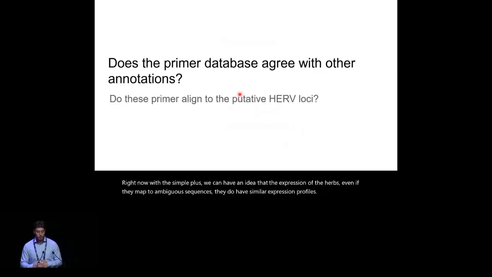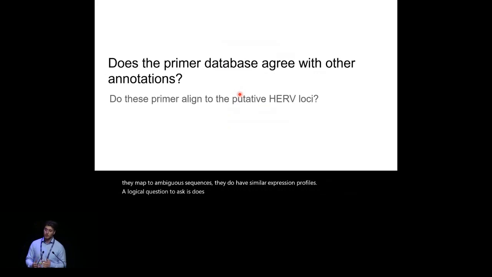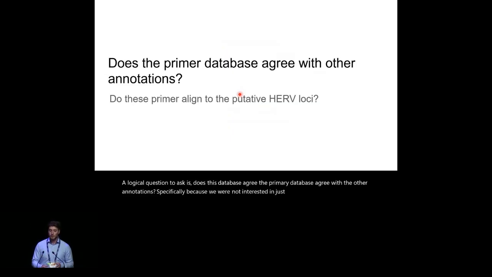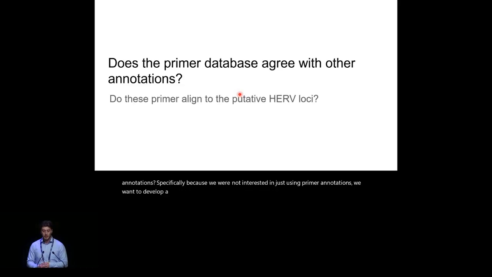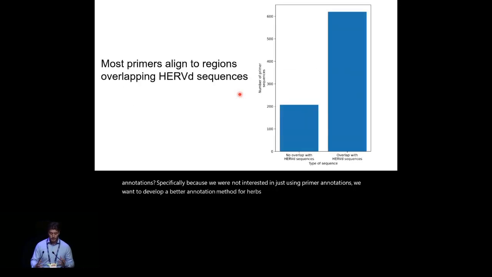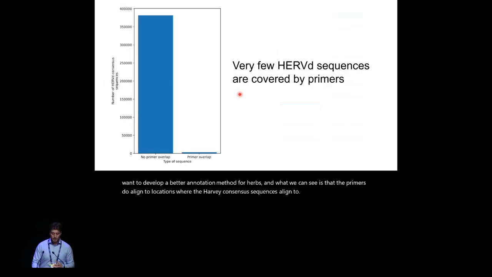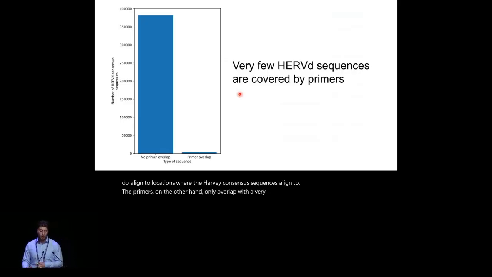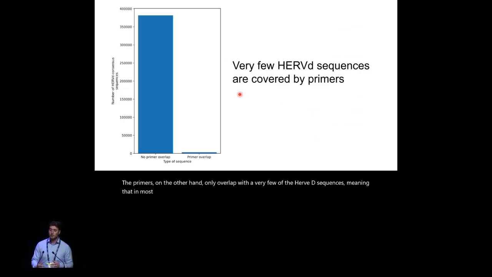A logical question to ask is, does the primer database agree with the other annotations? Specifically because we're not interested in just using primer annotations, we want to develop a better annotation method for HERVs. And what we can see is that the primers do align to locations where the HERVD consensus sequences align to, but the primers, on the other hand, only overlap with very few of the HERVD sequences, meaning that in most studies, we're actually not studying the vast majority of HERVs that exist.